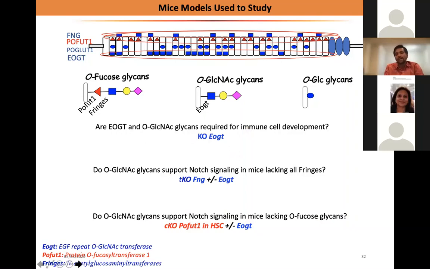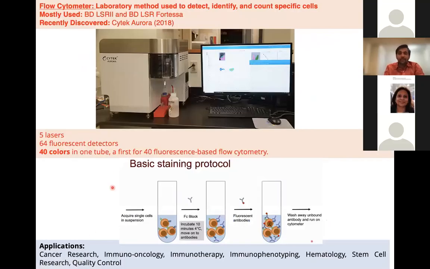Now this is the mice model which we are using to study the different immune cells. I have mentioned in my outline that flow cytometry is a very advanced technique. You must have heard about the BD LSR and BD LSR Fortessa. But Cytek Aurora recently developed a very famous flow cytometry technique, which is nowadays very popular in the USA, and I don't think it is launched yet in India.